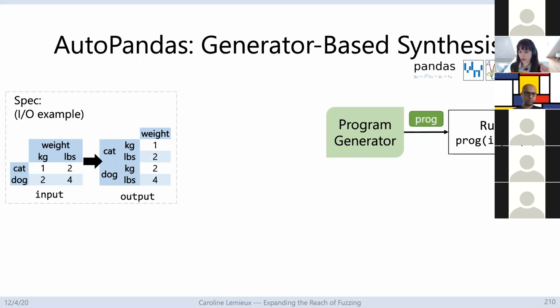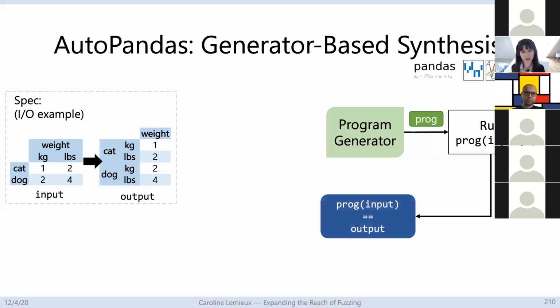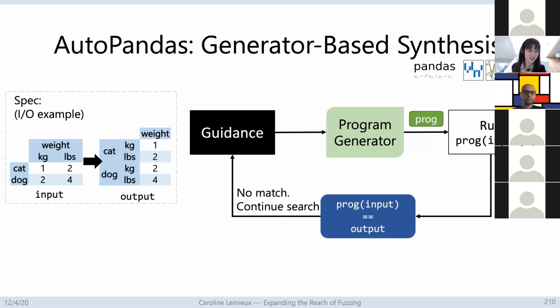Then basically, we'll call the generator, get a random program, run the program on the input. Ask ourselves, did that do what we wanted? Did it give us the user-provided output? If it does not, then we say, OK, let's generate another random program. And we'll try again, and again, and again, until we finally get a program that matches the intended output.